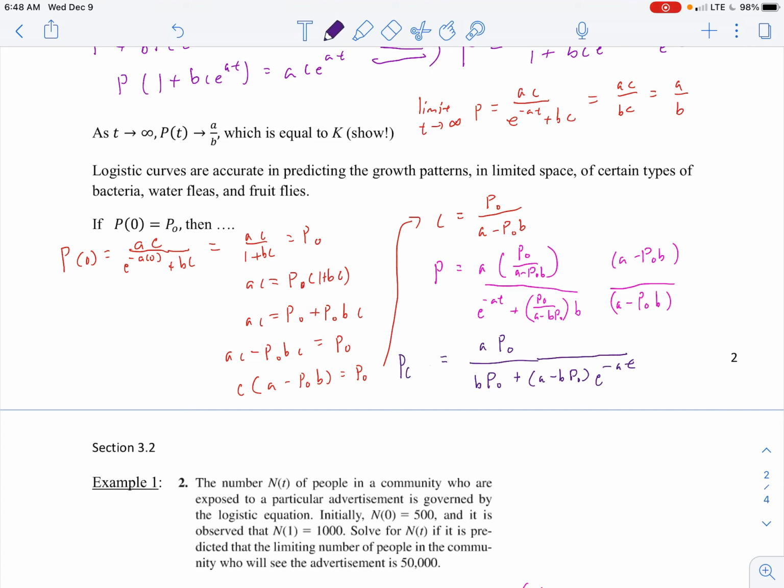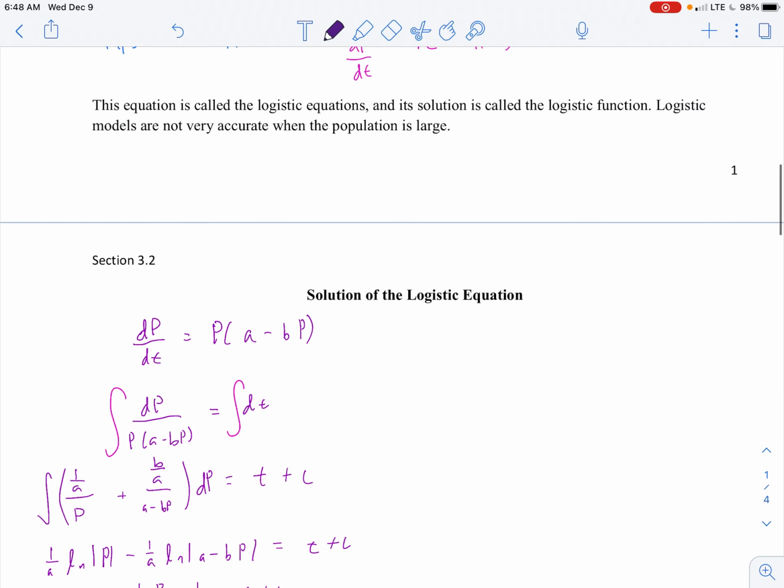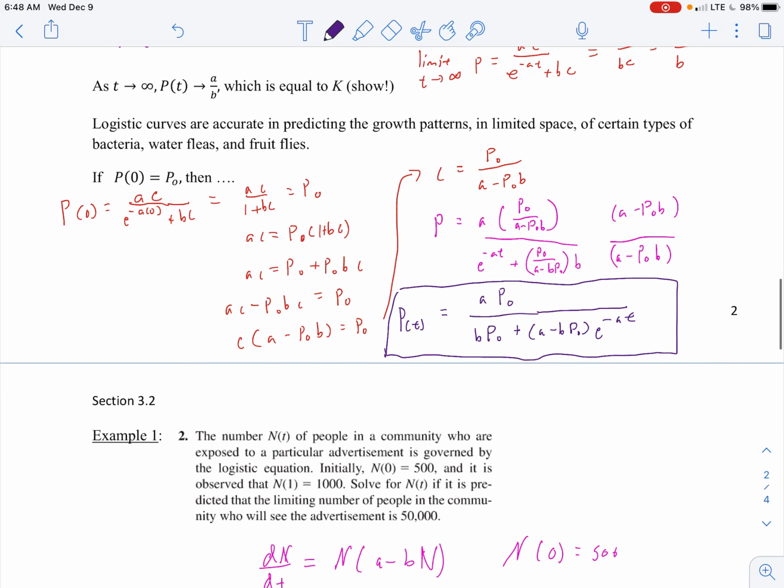All right, and so this is what we're going to be going back to a lot. So again, everything is based off of our logistic equation, which leads us to what I just boxed up, which is our logistic solution, which is going to be the function that we're going to be using.